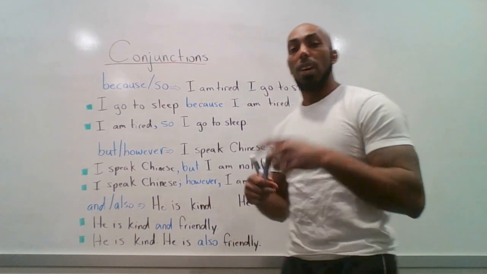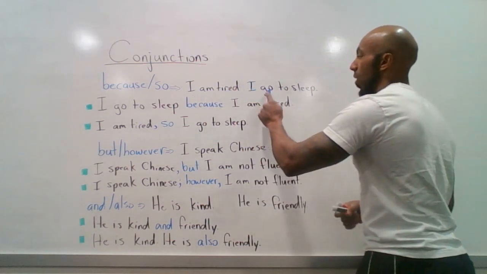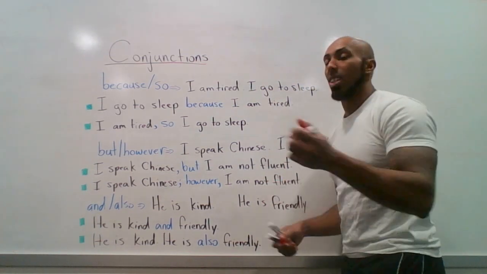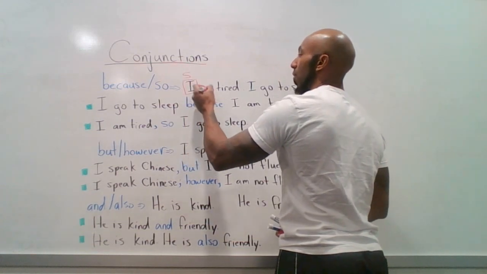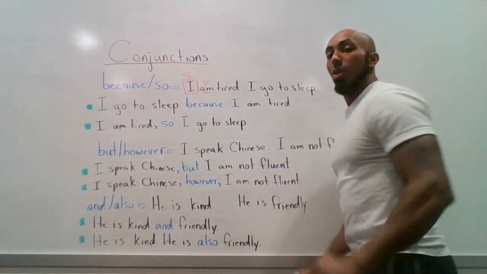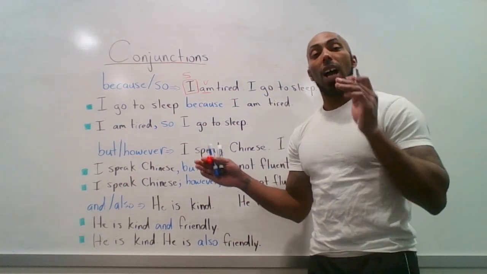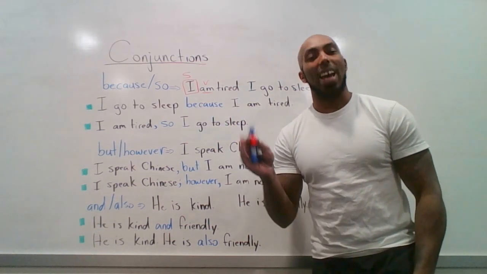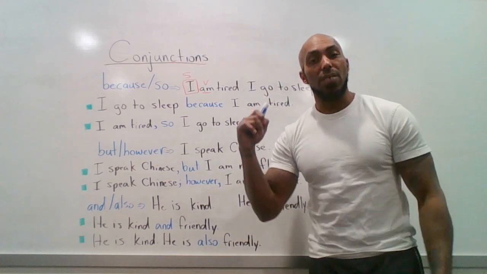So what I've done is I have two sentences. I am tired. I go to sleep. Now remember, the subject for each sentence is I. That's the subject. The verb is am. We don't have an object. Remember, an object is a noun. Tired is not a noun. It's an adjective. It tells us how I feels.